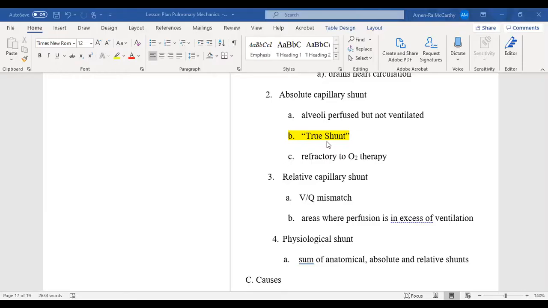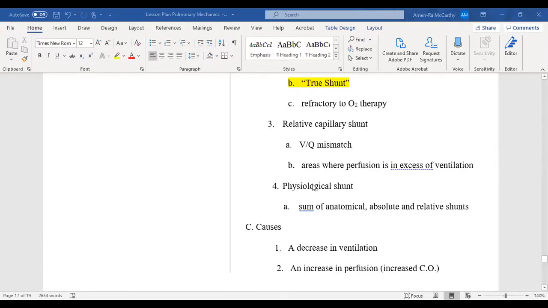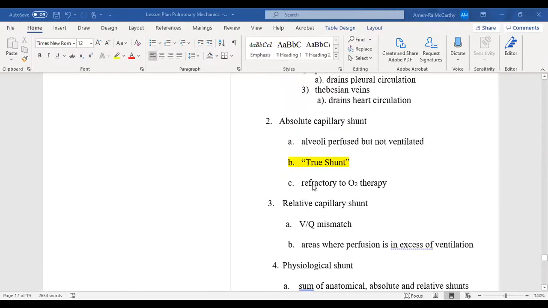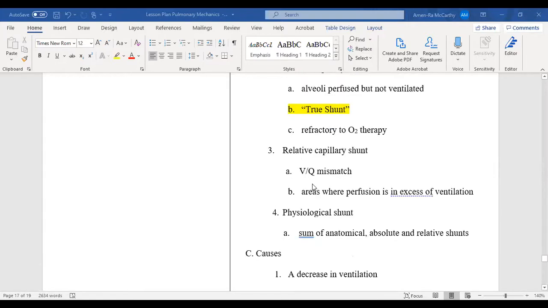So there's a mismatch, right? The 4 to 5 is not right. It may be 4 to 3. I mean, it may be 2 to 5 or 1 to 5, something like that. The ventilation is there, but not where it should be, because now perfusion is in excess of ventilation. That's a shunt, right? And then you have the physiological shunt, and that's just a sum of all of them. Anatomical plus absolute plus relative equals physiological shunt, okay?